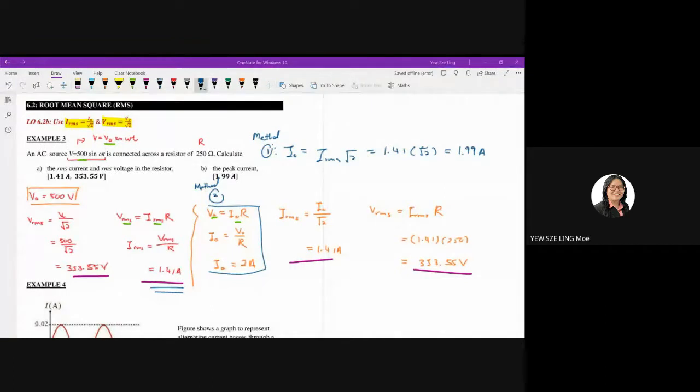Alright, so I give you 3 minutes. You write down all of the methods. But in the exam, it is up to you which combo you want to use, which solution, which method you want to use. But right now, since you're still in the learning process, make sure you know all of the possible solutions.